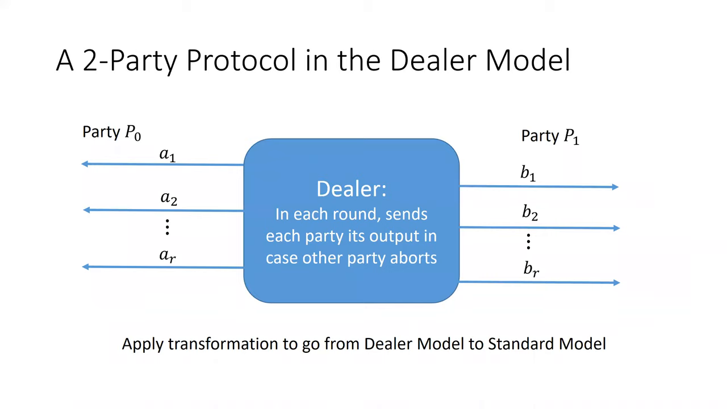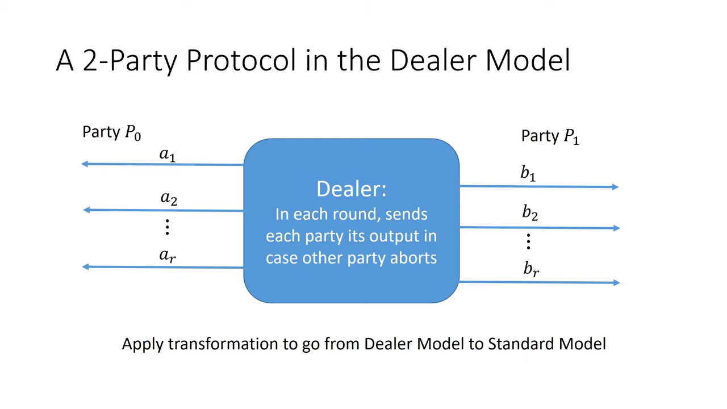So in part one, I'm going to be talking about our first result. And for simplification, we are going to be looking at protocols in what is called the dealer model. So this is a simplified model where you have a trusted party called the dealer. In each round, the dealer sends each party its output in case the other party aborts. We have our rounds of the protocol.